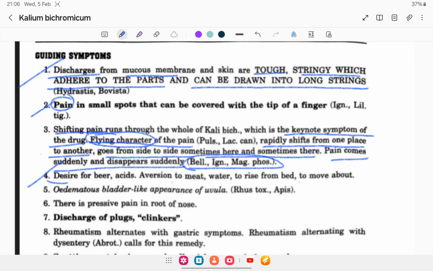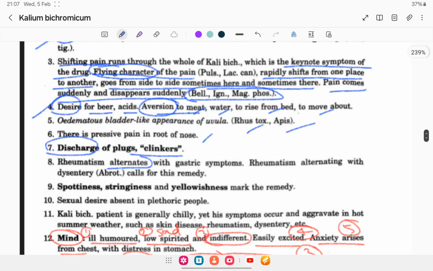About desire for beer, acids, aversion to meat. One of the physical characteristics: desire beer, acids, aversion to meat, water, to rise from bed, to move about. Edematous bladder-like appearance of uvula in Rhus tox and Apis. Pressive pain in root of nose, discharge of plugs, clinkers. Alternating symptoms: rheumatism alternates with gastric symptoms, one in fall, other in spring, or rheumatism alternating with dysentery, Abrotanum.